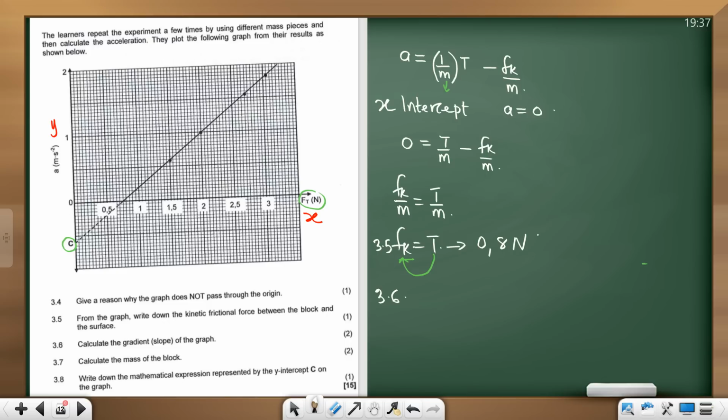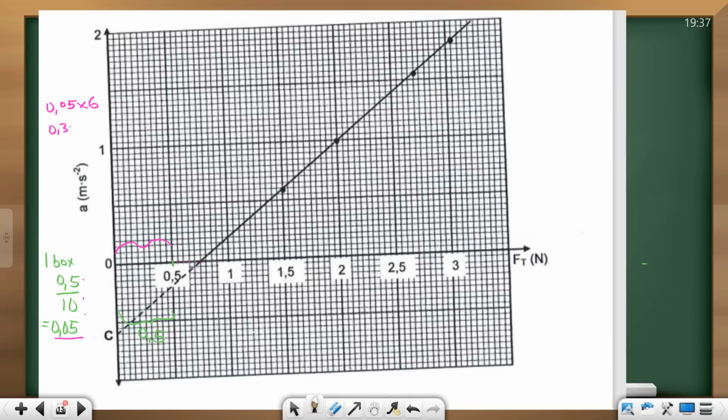Can we calculate the gradient of this graph? Let me give you a bigger one. There we go. Gradient.